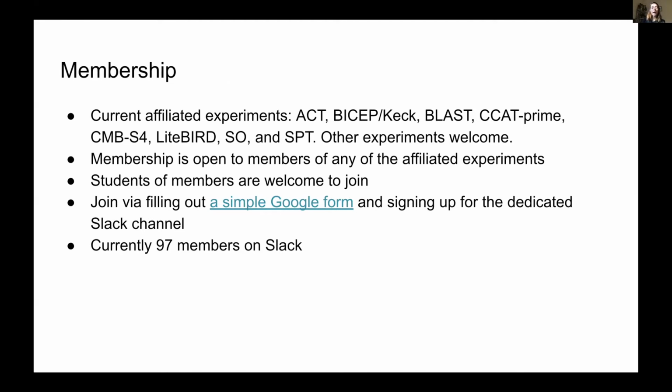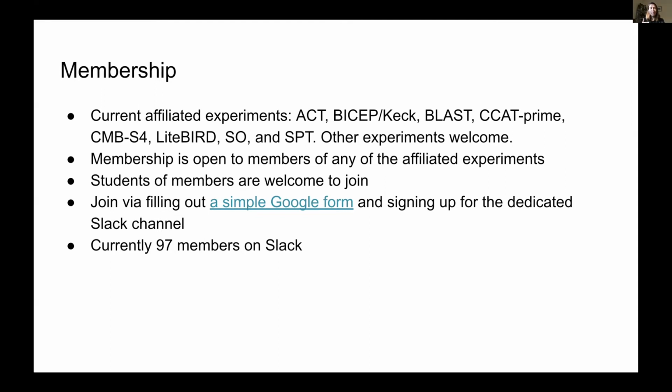Currently, our membership structure is essentially that an experiment can join, and then anyone who is a member of that collaboration is welcome to join us. And so we currently have ACT, Bicep Keck, BLAST, CCAT Prime, CMBS4, Lightbird, SO, and SPT as official collaboration members. If your experiment is not on this list but would like to be, just talk to Brandon and I, and we will be happy to discuss.